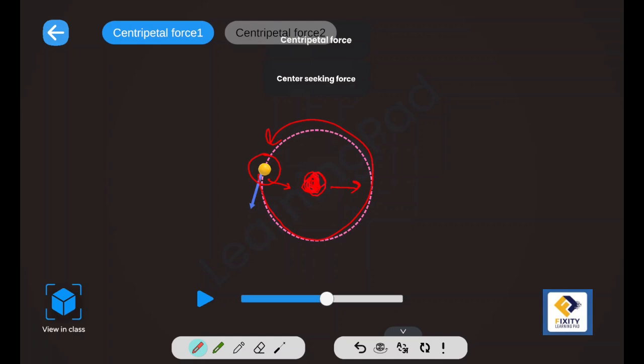The same thing happens with earth. The moon is also constantly falling towards the earth, but since the earth is also moving, by the time the moon is reaching the earth, it misses the earth. It's a kind of miss, and again the same thing happens. It keeps on revolving, keeping in orbit around the earth. And what is the earth doing to keep the moon in orbit? It is the gravitational force between the earth and the moon.